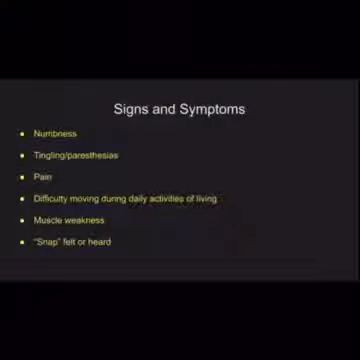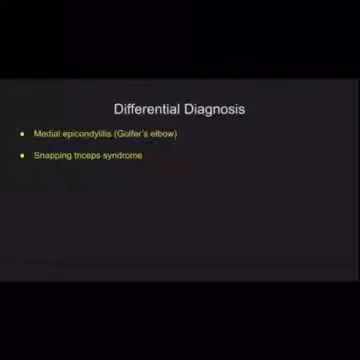Signs and symptoms include numbness, tingling, paresthesia, pain, difficulty moving during activities of daily living, muscle weakness, and a quote-unquote snap that is felt or heard. Differential diagnoses include medial epicondylitis, or golfer's elbow, and snapping triceps syndrome.